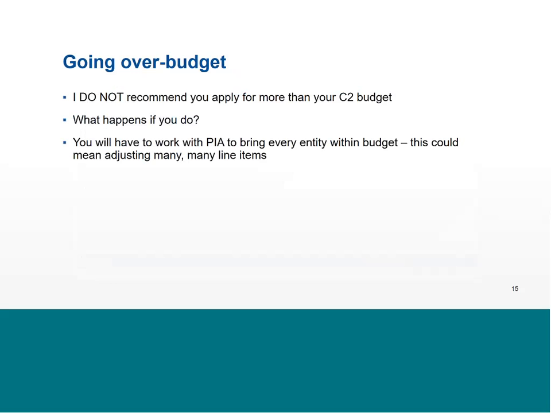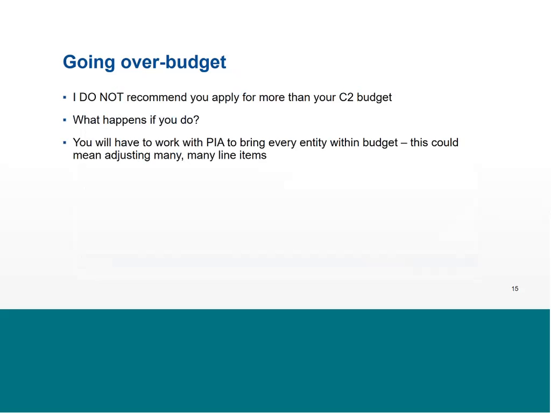So going over budget, I do not recommend anyone apply for over budget. The system allows you to apply over budget, but I've worked with lots of applicants that have had a really hard time when they do this. What happens if you apply for over your budgeted amount is that once you get into PIA, you'll have to work with your reviewer to bring your funding request within budget. And depending on how large your project is or how large your library system is, you may have lots of line items on your form, and you'll have to adjust those line items so that everything fits within budget.